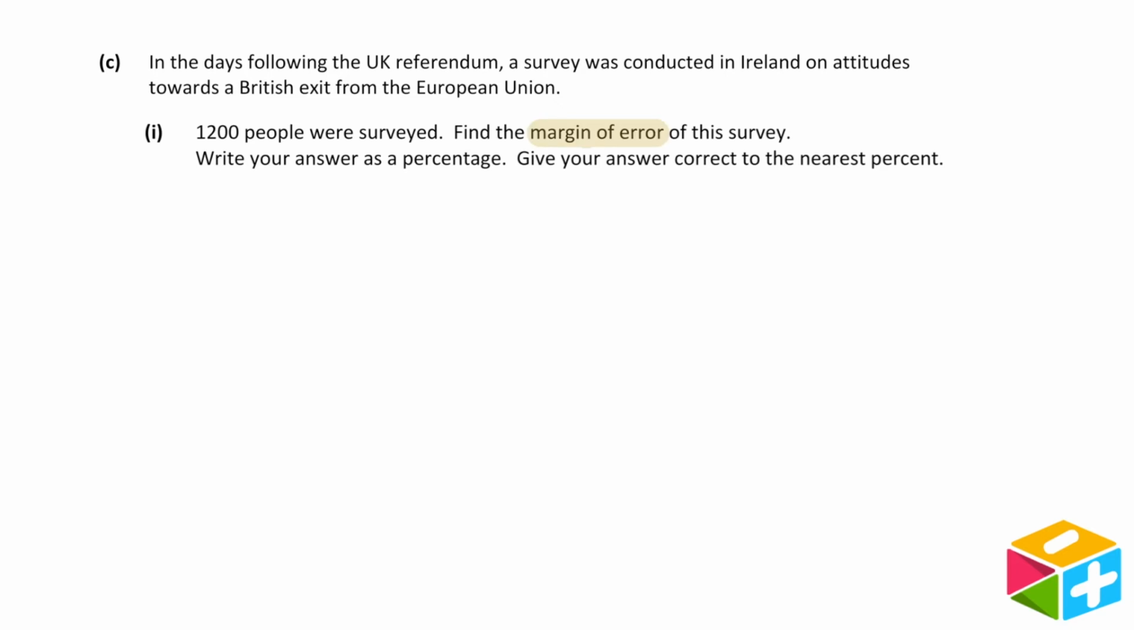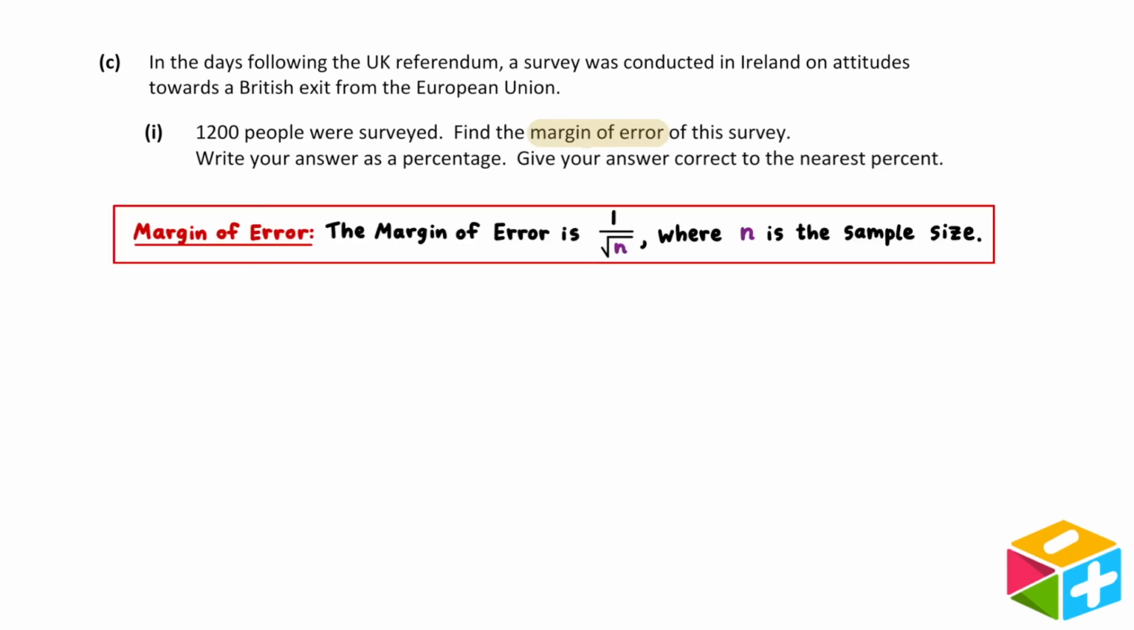We are asked to find the margin of error. The key to solving this question is the following fact. The margin of error is 1 over the square root of n, where n is the sample size. In this context, the sample size refers to the number of people who were surveyed. We were told that 1,200 people were surveyed. So our sample size, n, is equal to 1,200.